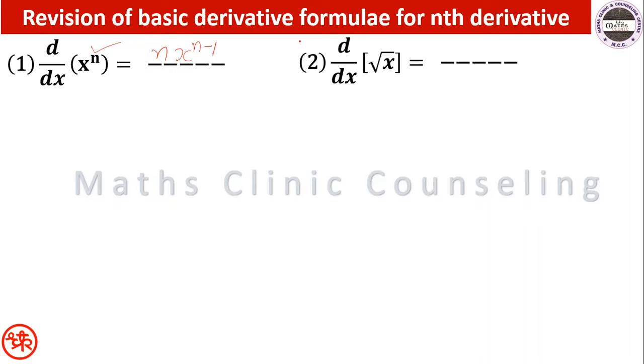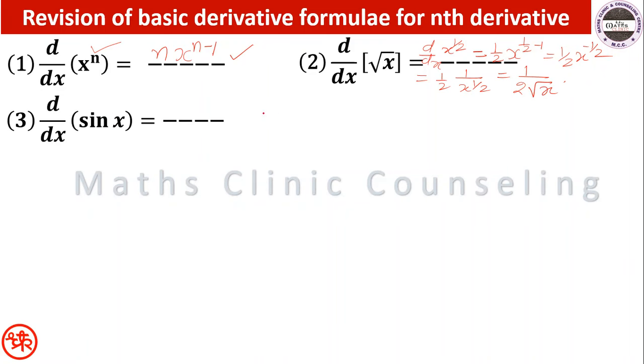d/dx of root x. Now you know that root x is x to the power 1/2. Now if we apply this formula here, you will get 1/2 x to the power 1/2 minus 1, that is 1/2 x to the power minus 1/2, and this is equal to 1/2 into 1 upon x to the power 1/2, so it is 1 by 2 root x. Is that clear? So d/dx of root x is 1 by 2 root x.